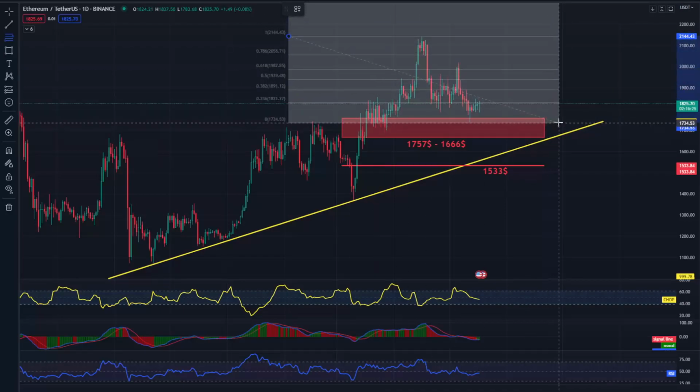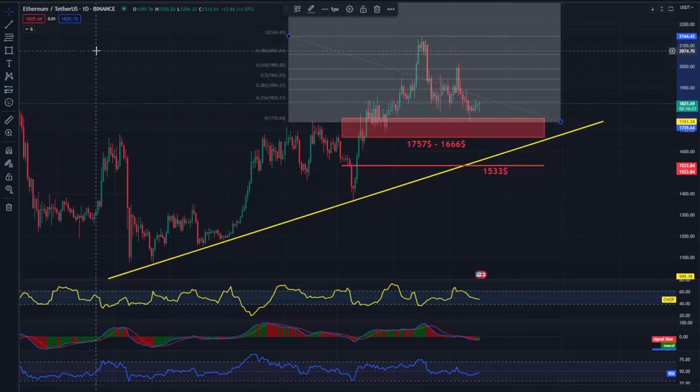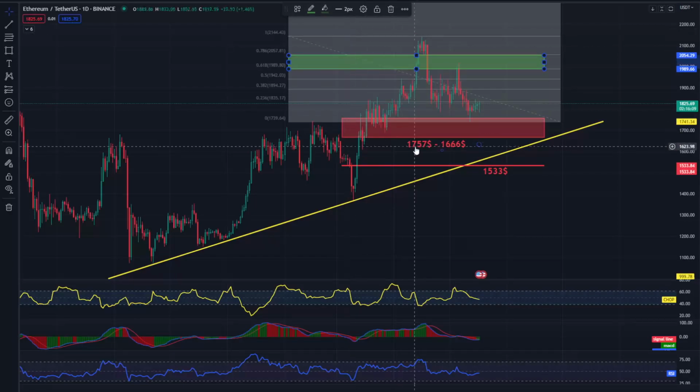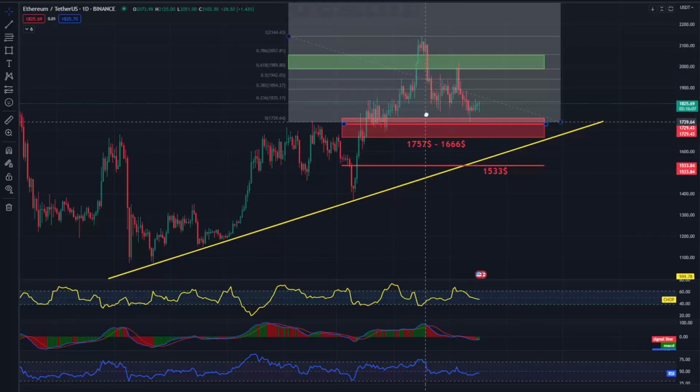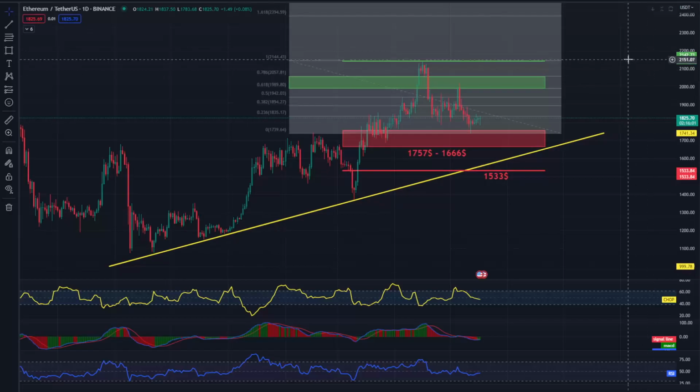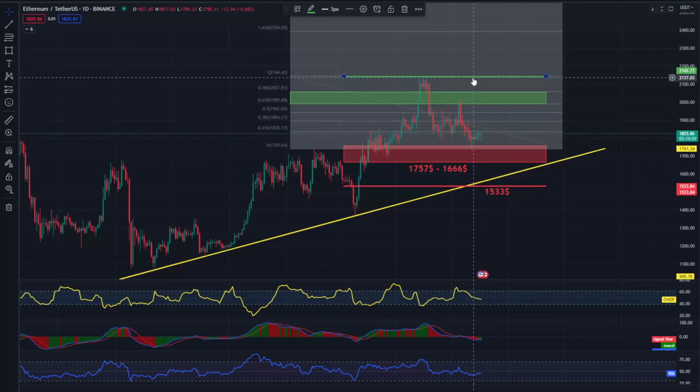Looking the other way, we can also mark the places where the price should encounter resistance on the way to increases. And here we have the first significant resistance zone from $1,989 to $2,054. Then a strong resistance at $2,142. Only after breaking above this resistance will the price move towards $2,391.